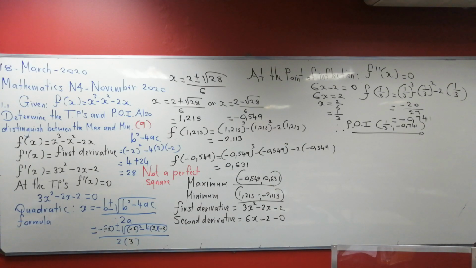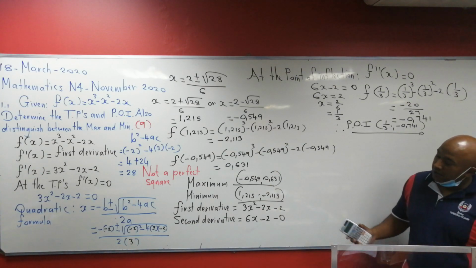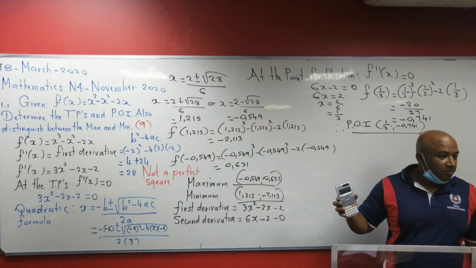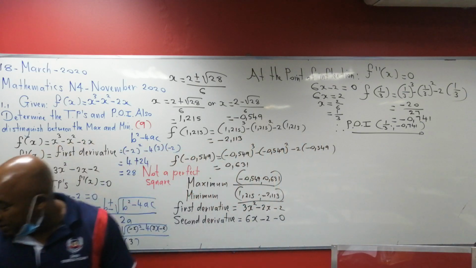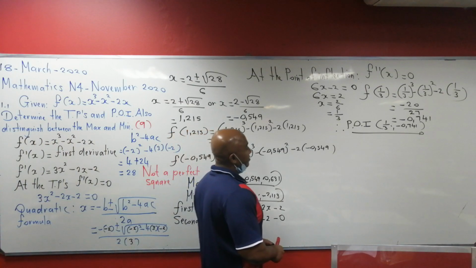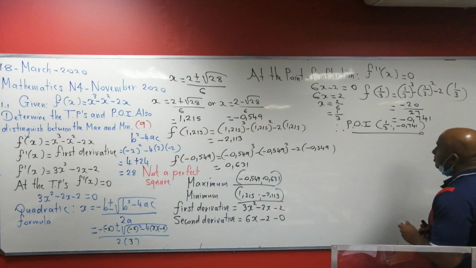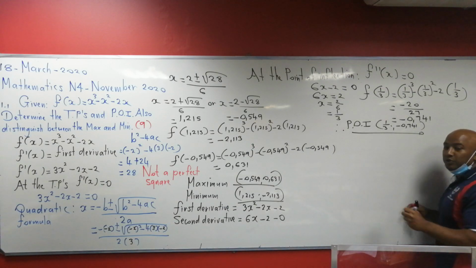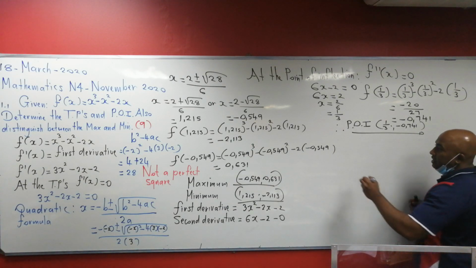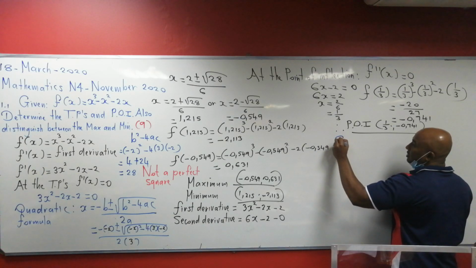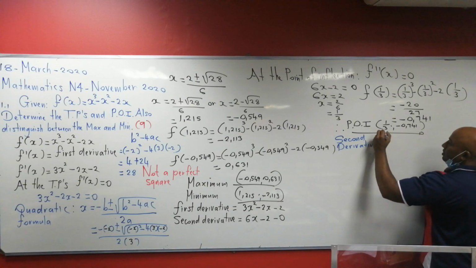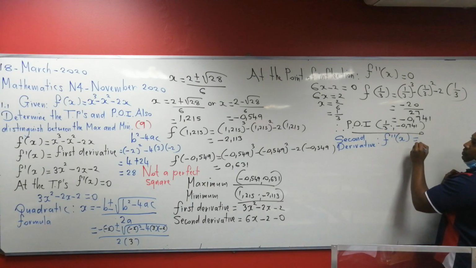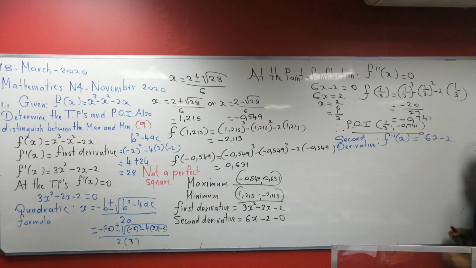But one more thing, this is 9 marks. They want you to show how to prove which is the maximum and minimum by using the second derivative. So how do you do that? Let me just show you. All you have to do is write down what is the second derivative. You will substitute the x value of your turning point into the second derivative. So the second derivative is equal to 6x minus 2.